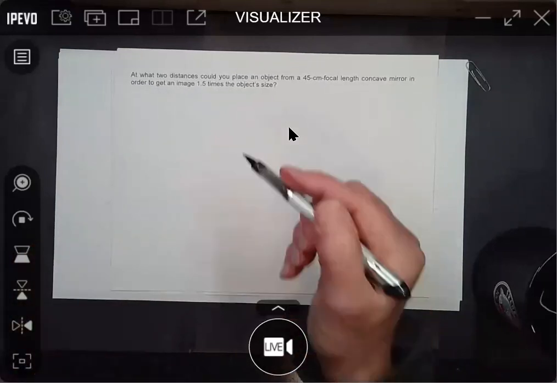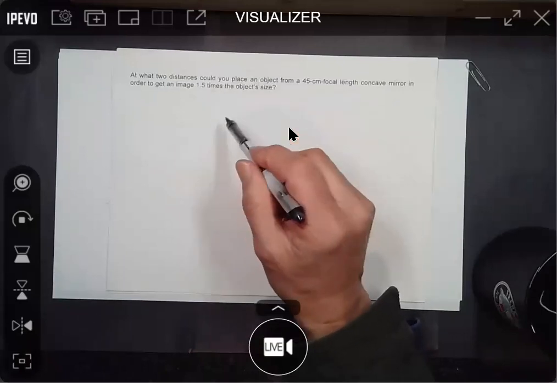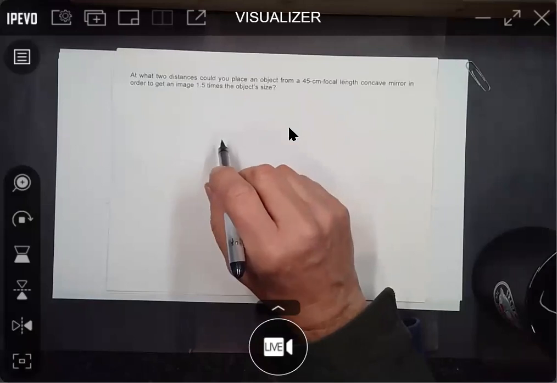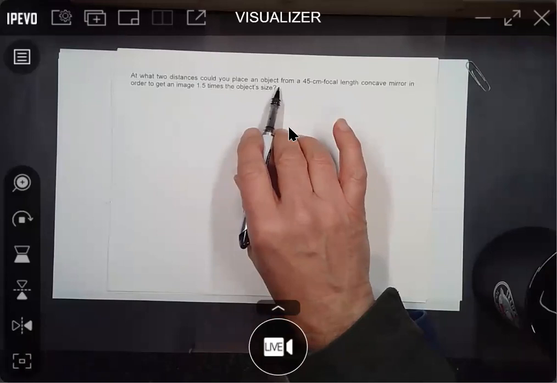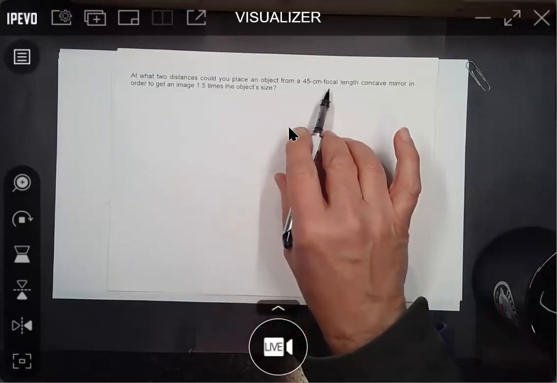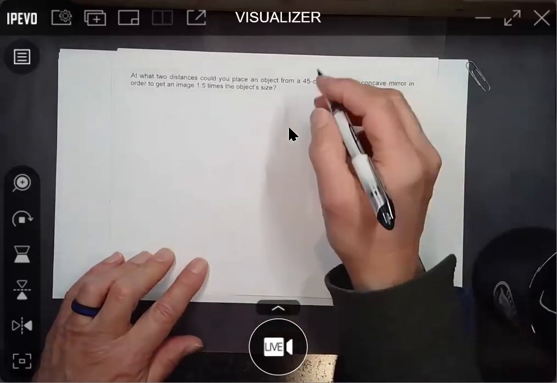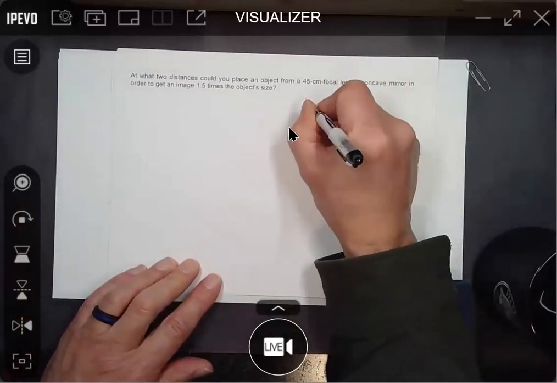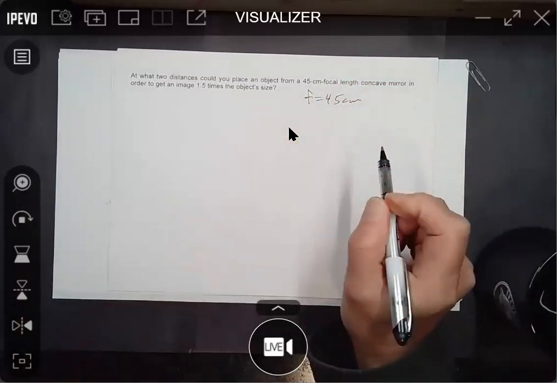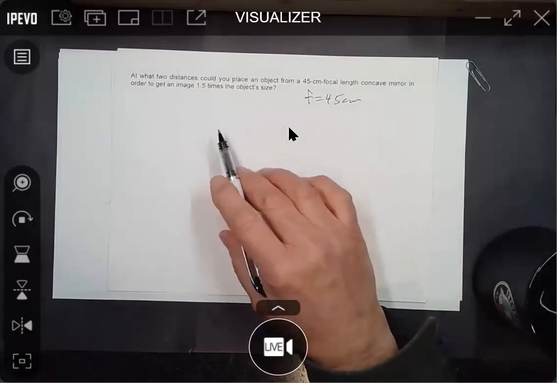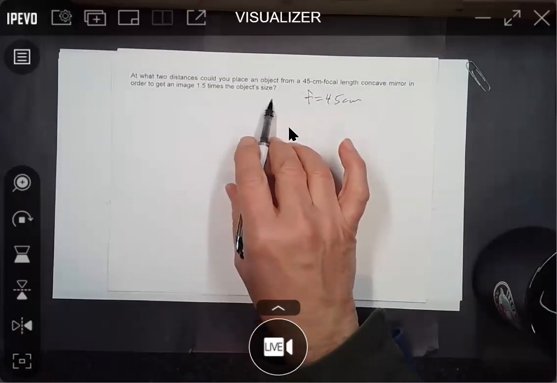Here's yet another one. These problems are usually pretty simple, but you need to work a bunch of them to develop some facility in dealing with this. At what 2 distances could you place an object from a 45 centimeter focal length concave mirror? All right, it's concave, so it's got a positive focal length. And in this case, F is 45 centimeters, 2 sig figs on that. We want an image that is 1.5 times the object size.